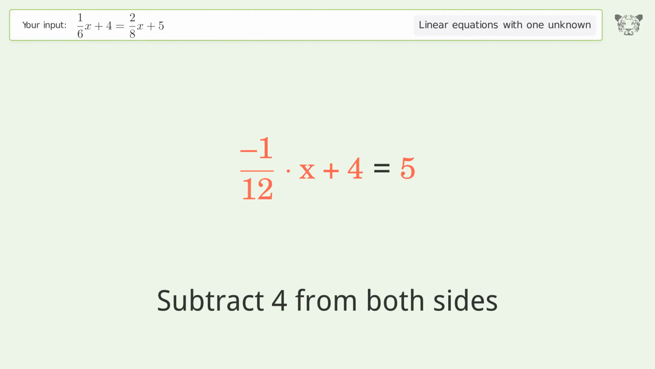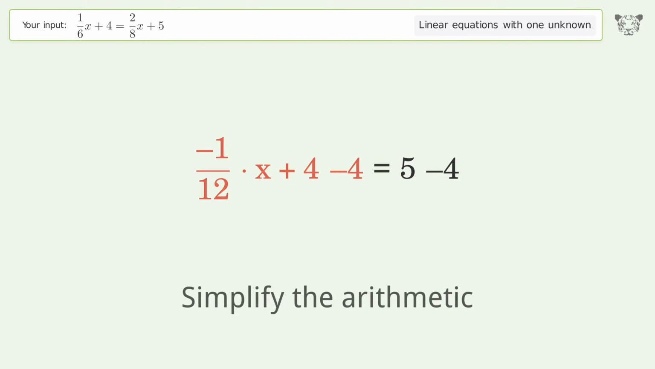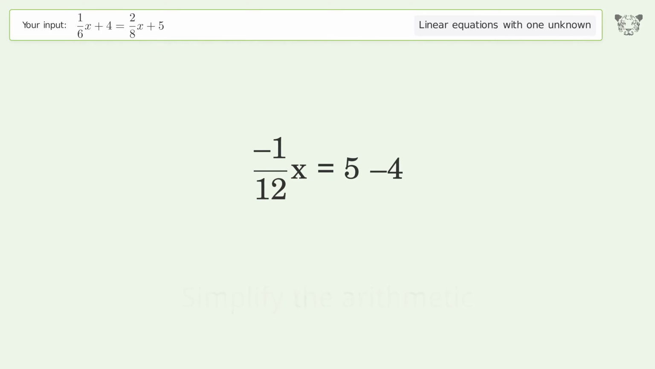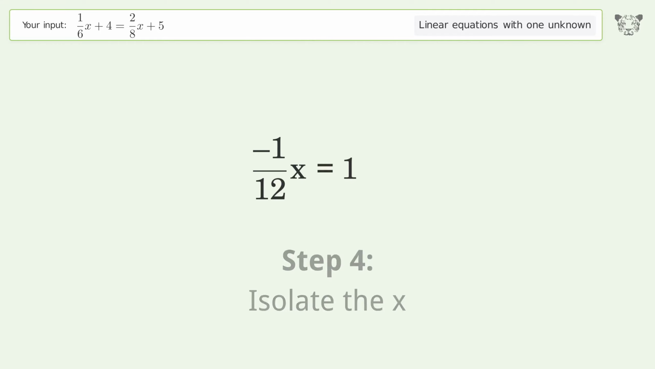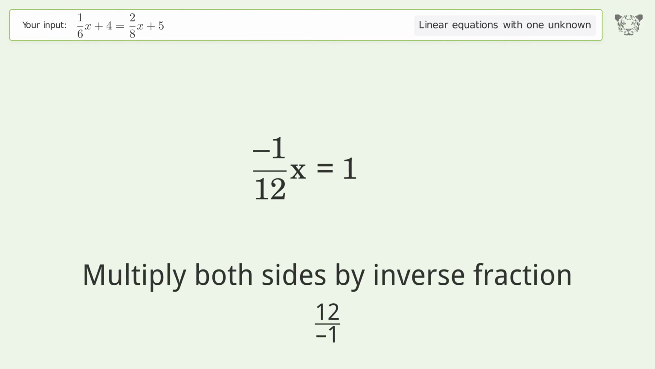Subtract 4 from both sides. Simplify the arithmetic. Isolate the x. Multiply both sides by inverse fraction 12 over -1.